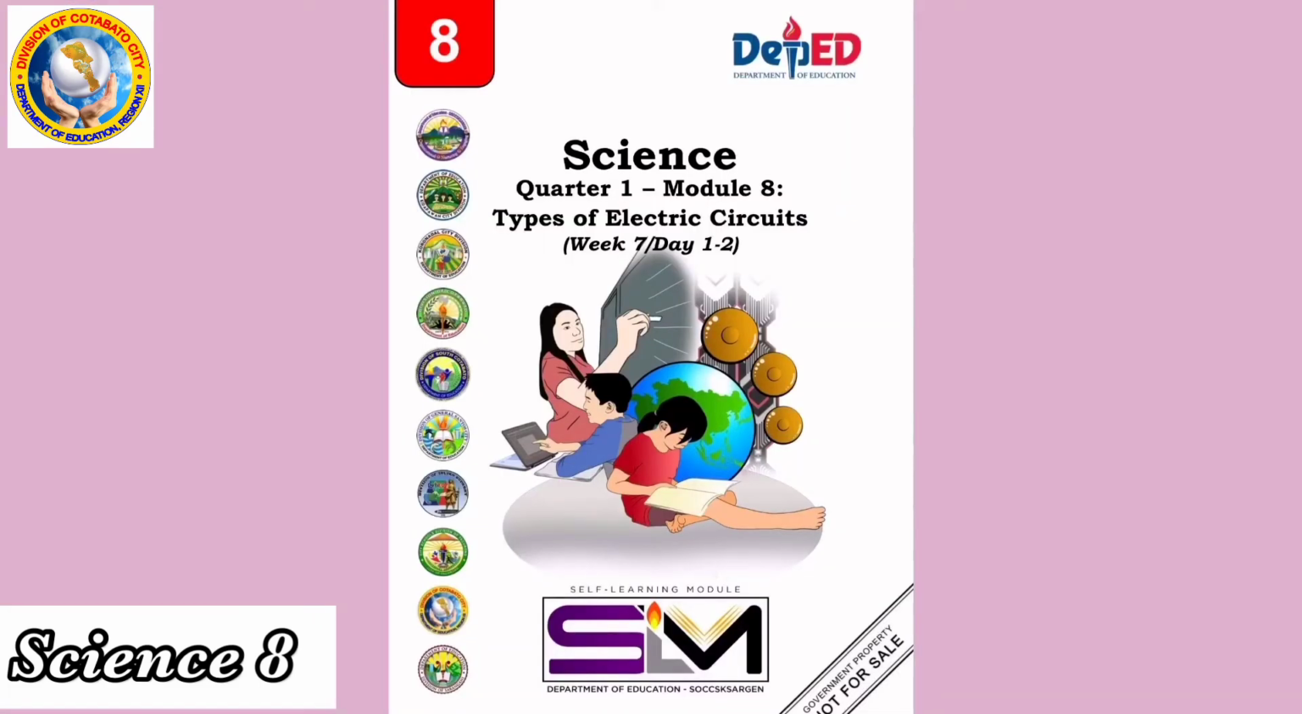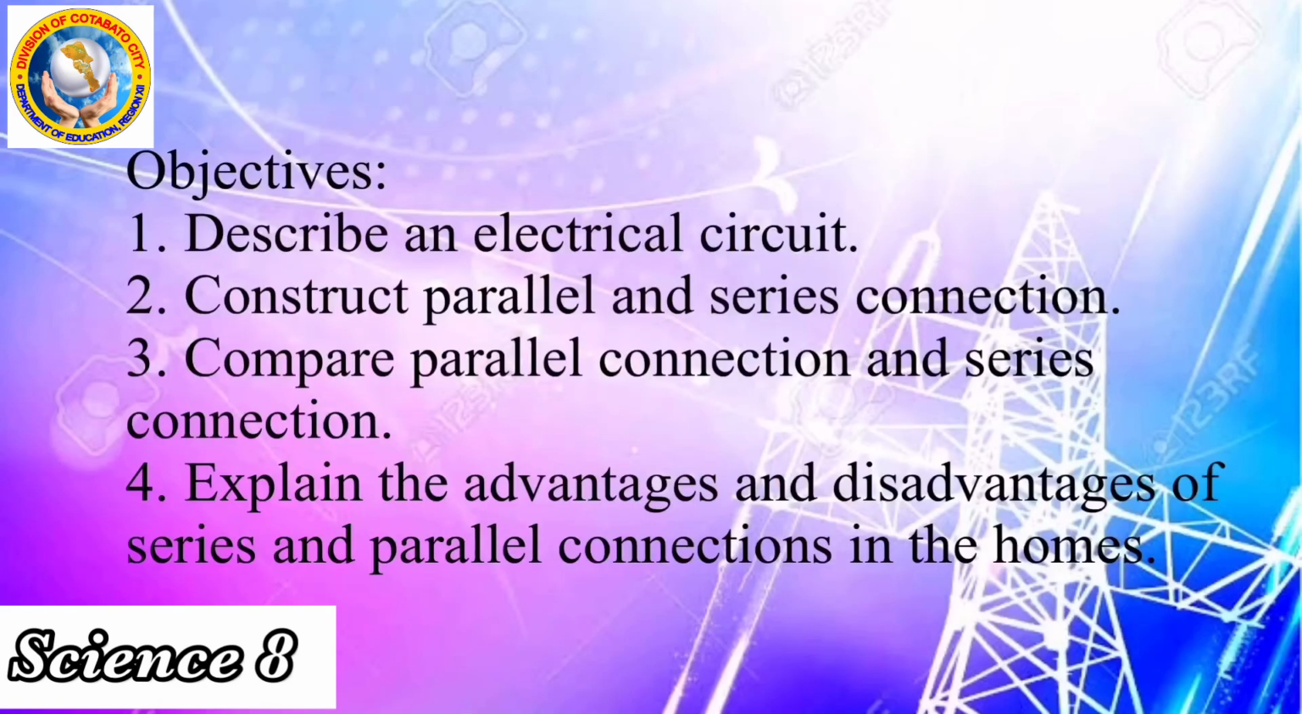Today, we will explore the types of electric circuit. Here are our objectives. Number 1. Describe an electrical circuit. Number 2. Construct parallel and series connection. Number 3. Compare parallel connection and series connection. Number 4. Explain the advantages and disadvantages of series and parallel connection in the home.